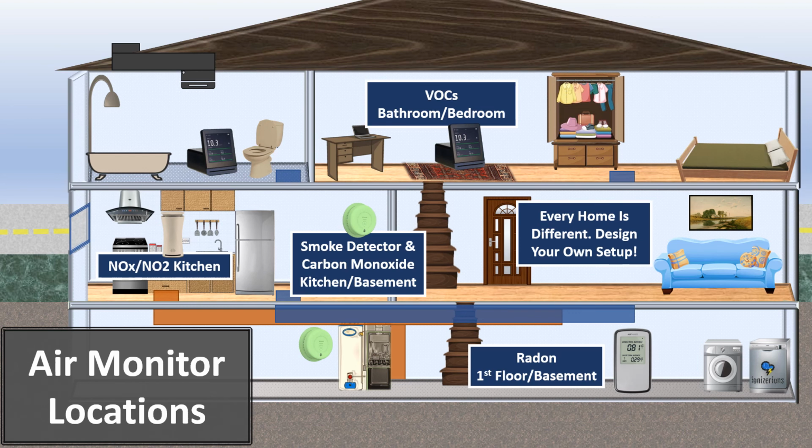Every home is different. If you live on a busy street, you might want a nitrogen dioxide monitor that's facing the busy street. So you want to place your monitors where you believe the pollution is coming from. And you can move your monitors around, study your home, and see what's going on.